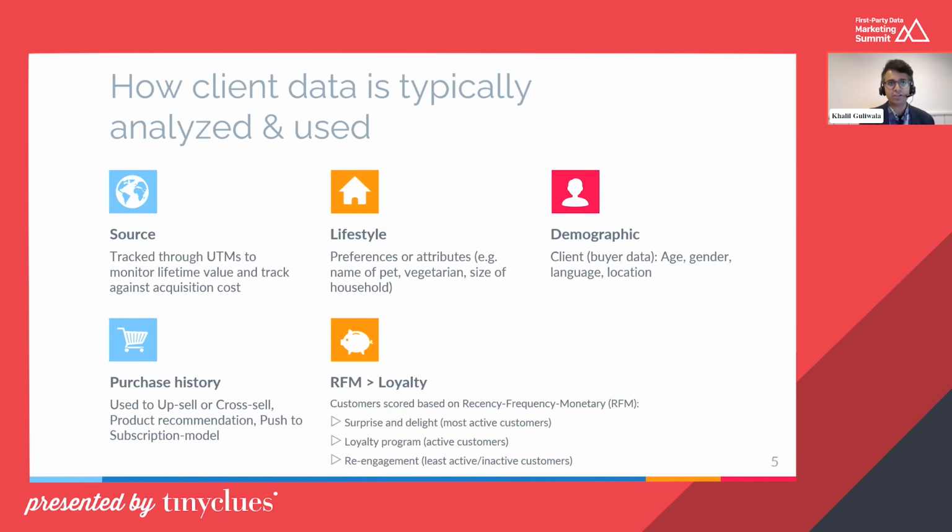What we're seeing is that customers are scored based upon these RFM recency frequency models. For the most active customers, they usually put in what I call surprise and delight campaigns. The idea is that these people who are spending a lot of money, your best clients, probably where most of your revenue is coming from, get a gift, a private event, early access passes, really getting them to love your product and your brand.